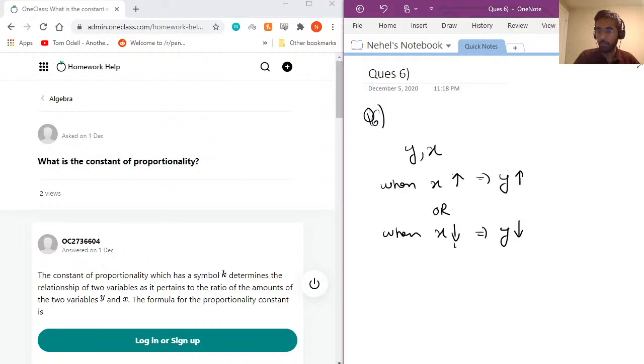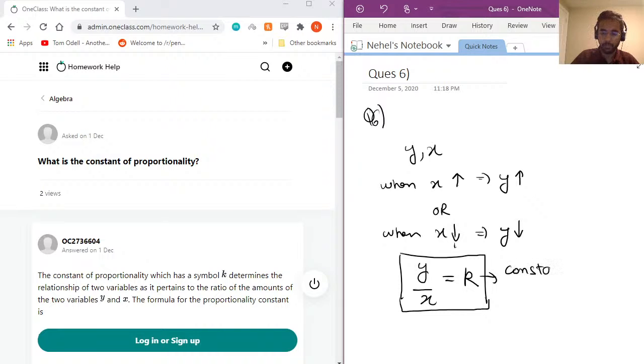There might be cases when x increases, y decreases, so it's an opposite effect. In that case, we call them inversely proportional. But in this case, they are called proportional. And if we were to take the ratio of y over x, we would get a constant equal to k. K is defined as the constant of proportionality.